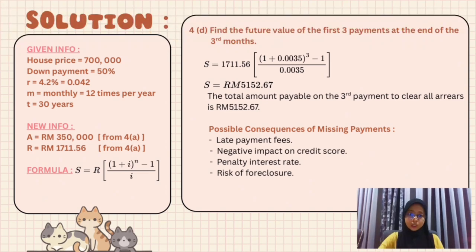Question 4D, we have to analyze the amount payable on the third payment arrears and discuss some possible consequences. So we have to find the future value of the first 3 payments at the end of the third month first. The formula is S equals R, open bracket, 1 plus I, power of N, minus 1, over I. So S equals RM 1,711.56, open bracket, 1 plus 0.0035, power of 3, minus 1, over 0.0035. So S equals RM 5,152.67. So the total amount payable on the third payment to clear all arrears is RM 5,152.67.